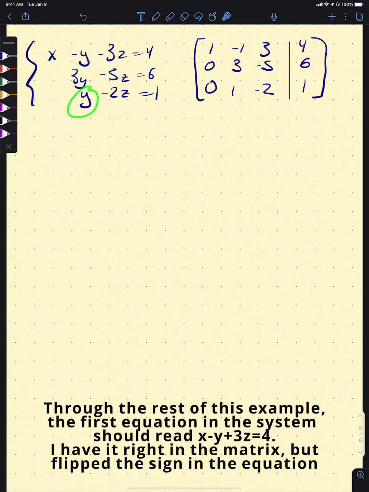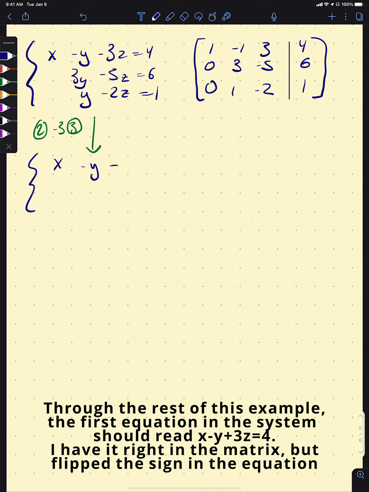Well, why don't we use this y to actually cancel this 3y? Then we're not dealing with any nasty fractions if we don't want to. So to go to our next one, we can take equation 2, we can subtract from it 3 times equation 3, okay? And so that would turn our system into what?